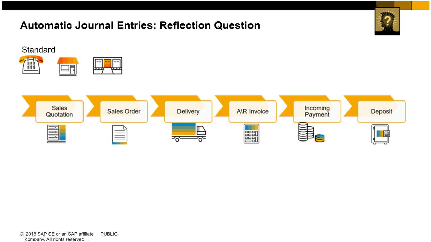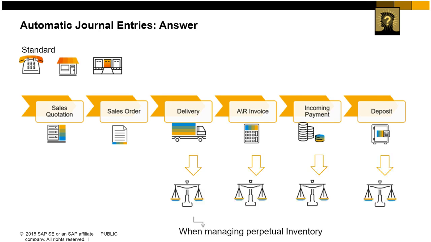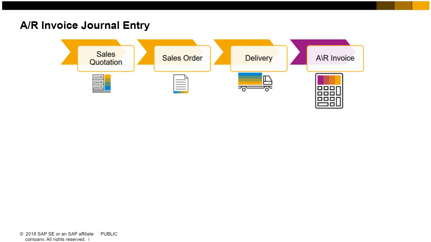To review this process, let us try to answer the following question. In a standard sales process, which documents affect the accounting system? These are the documents in the sales process that create automatic journal entries and therefore affect the accounting system: the delivery, the AR invoice, the incoming payment, and the deposit. Note that the delivery only creates an accounting posting if you are using perpetual inventory. In SAP Business One, a journal entry is automatically posted for many documents during the sales, purchasing and inventory processes.